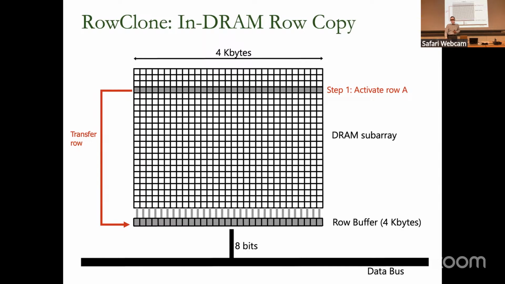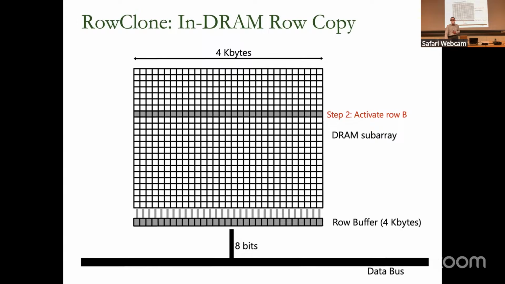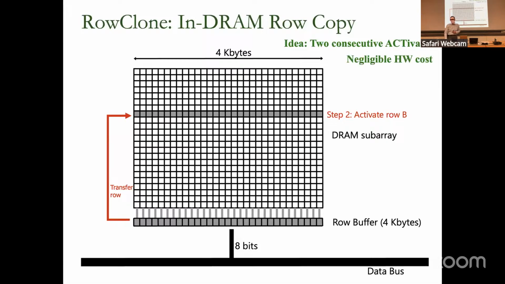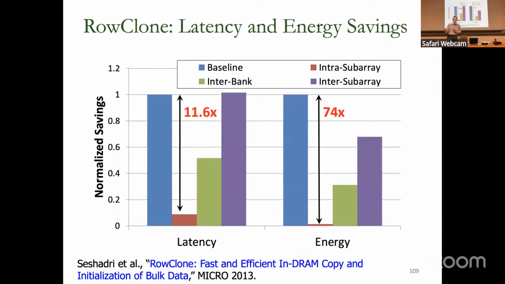Now the second step, if you want to copy this row to some other row in the same subarray, you activate the destination row, which implicitly deactivates the source row and connects the sense amplifiers to the destination row. So you basically use the sense amplifiers or the row buffer as temporary storage to move the data from the source row to the destination row. That's the idea. Very simple idea. We call it RowClone. And in the original paper, to do it reliably, we added some hardware, but it's negligible hardware cost to do it in the same subarray. And we see significant performance and energy benefits.